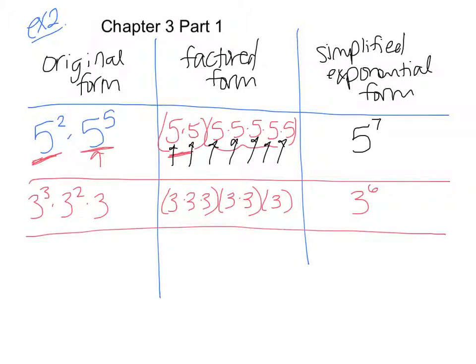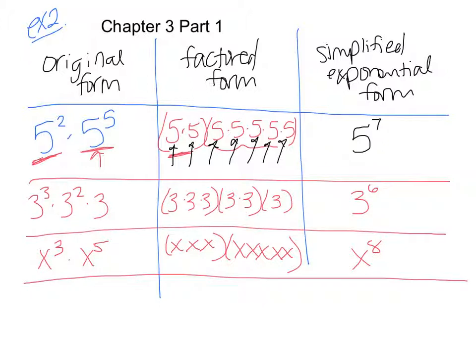Let's take a look at some variables. Let's do x cubed times x to the 5th. So again, I have x times x times x, x times x times x times x times x. Altogether, I have 8 x's, x to the 8th power.